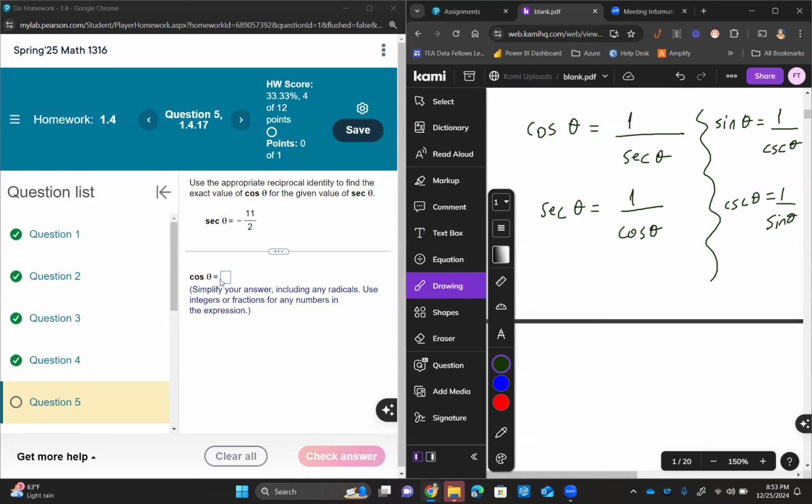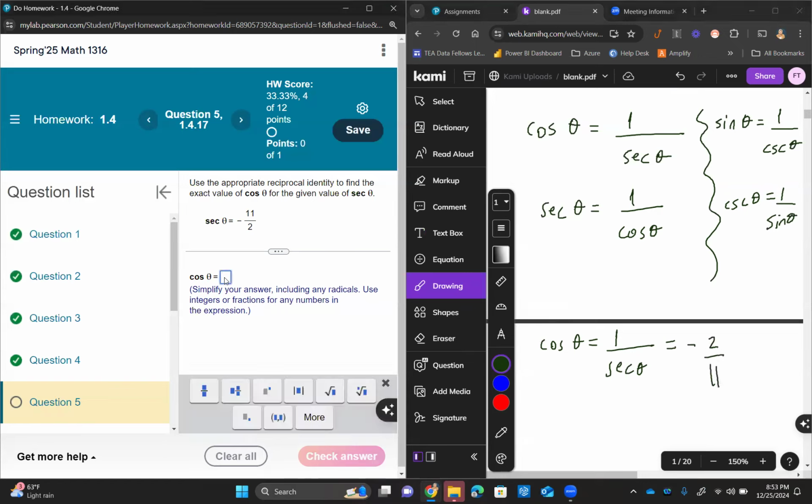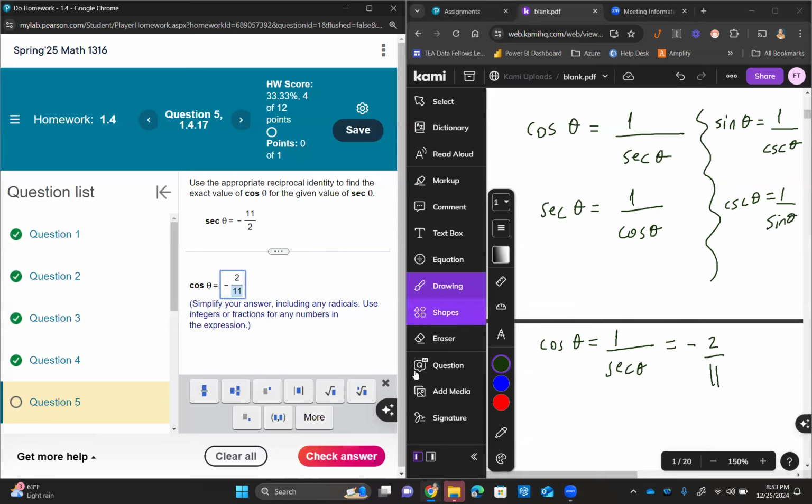So when we go back to question 5, cosine of theta is the reciprocal of secant of theta. When I get the reciprocal of this fraction, it will still be a negative number. And instead of 11 over 2, I just need negative 2 over 11. So I just need negative 2 over 11 as an answer.